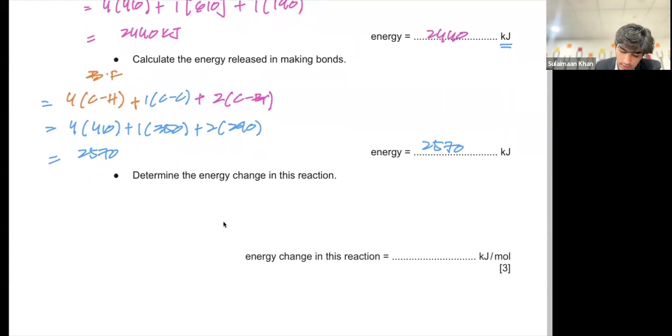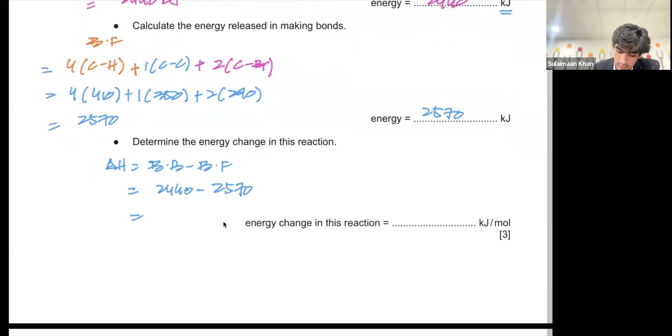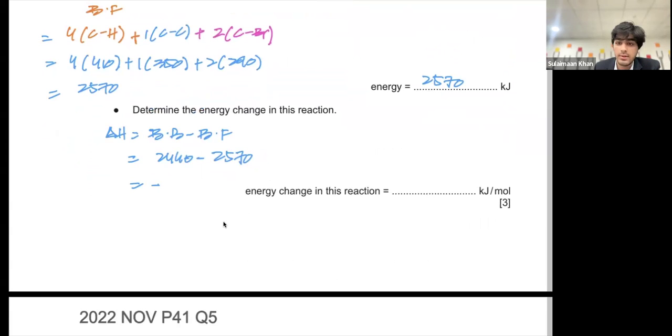So what's the enthalpy change? Enthalpy change is energy taken in during bond breaking minus energy given out during bond formation. Bond breaking is how much? 2440 minus bond formation 2570. What do you get? The answer is obviously negative. What do you get? Negative 130. Thank you. Negative 130 kilojoule per mole.